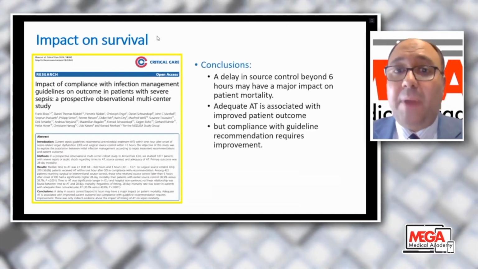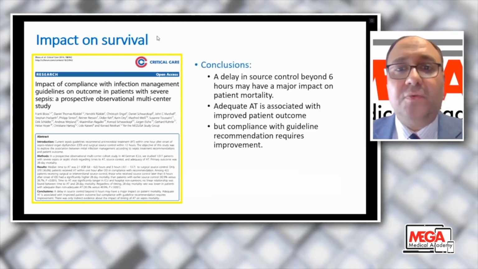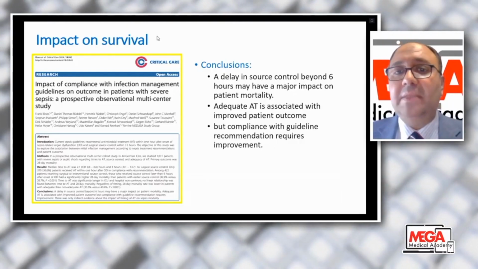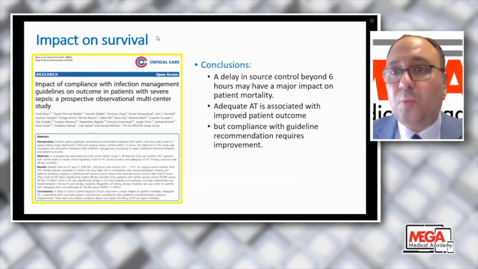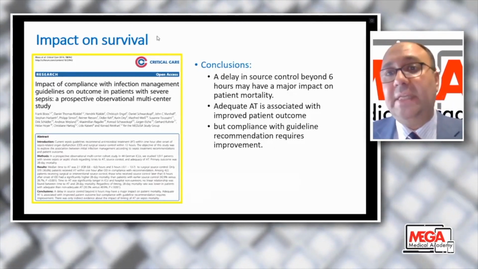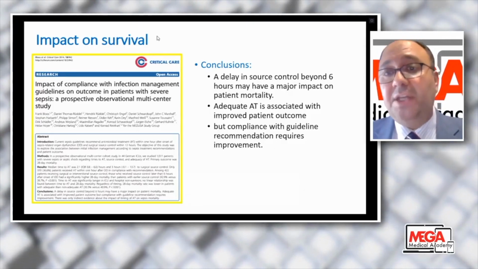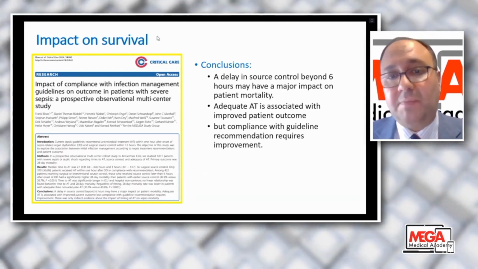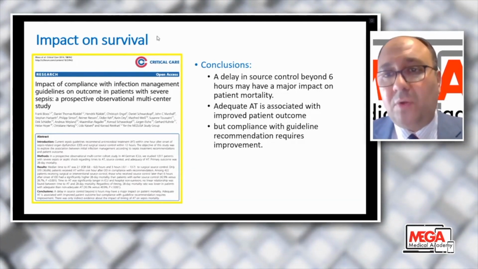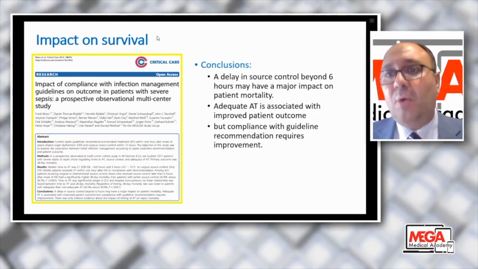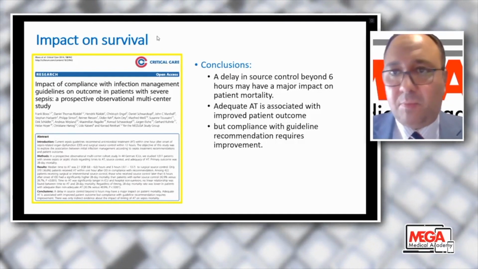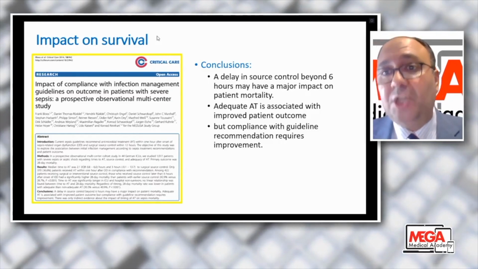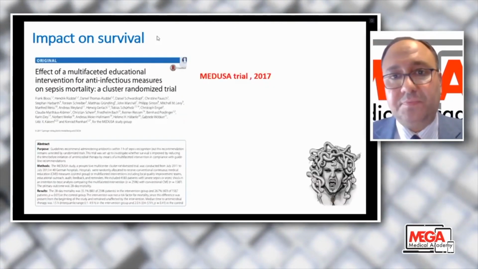Bloos published a study in Critical Care Medicine in 2014. The conclusion of this study was that a delay of source control of more than 6 hours was associated with increased mortality. However, initiation of antibiotic therapy was associated with improved patient outcome. But he also found there is poor compliance among critical care health providers. They are not following the resuscitation and the guideline bundles.